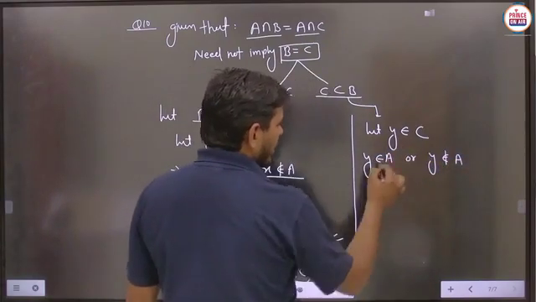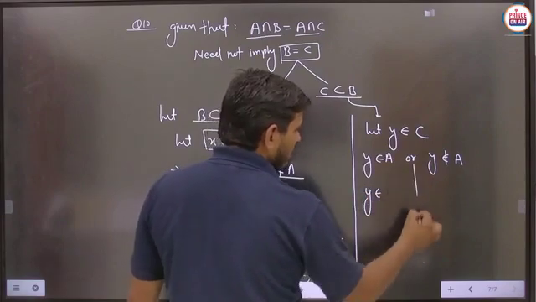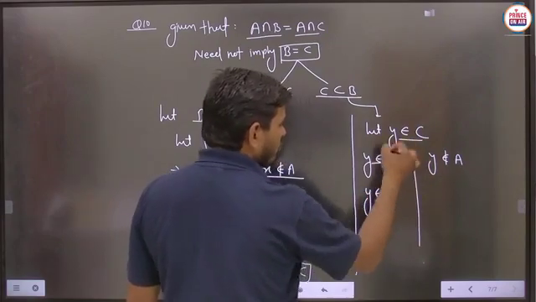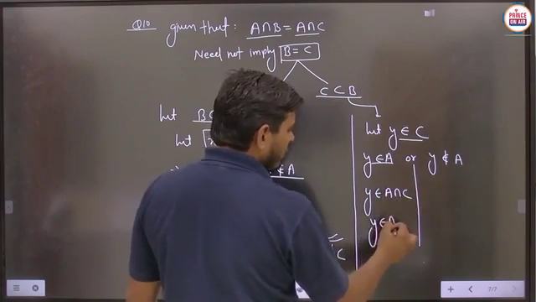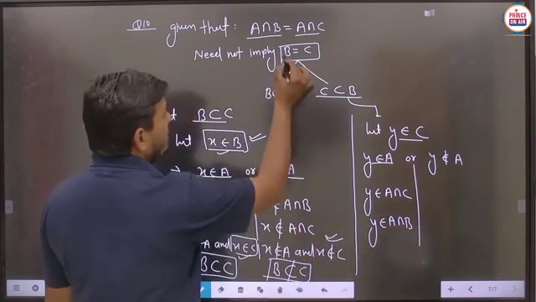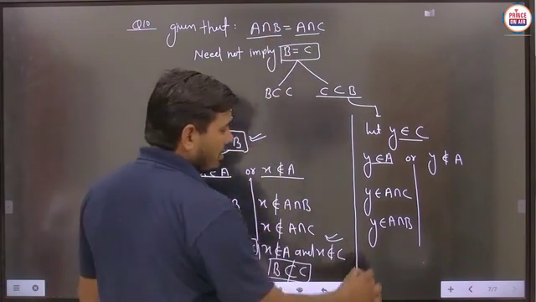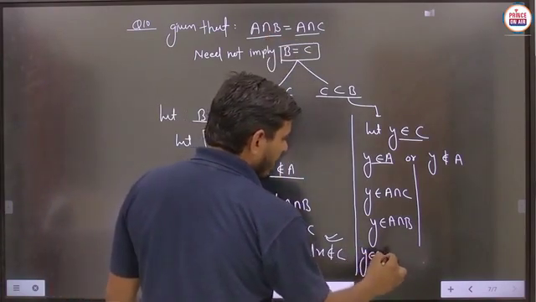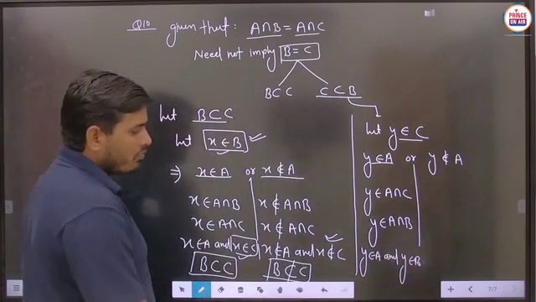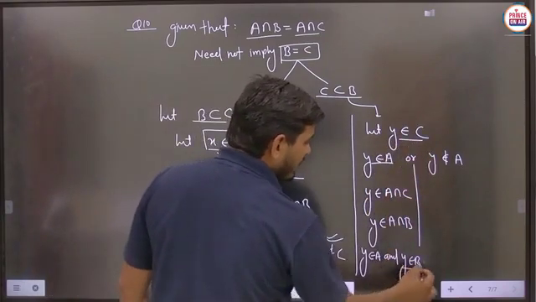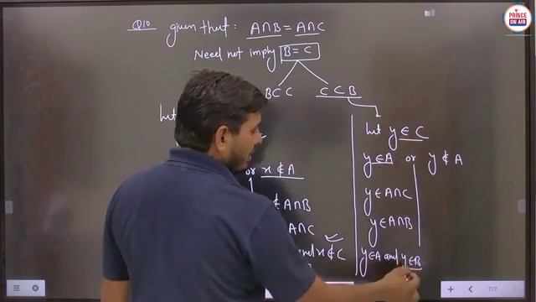So in both the cases, in this case and in this case, y belongs to both the sets, so it will belong to A intersection C. And here you can say that y belongs to A intersection B, because A intersection C is given as A intersection B. So definitely y belongs to A and you can say that y belongs to B. Now student, y belongs to C and y belongs to B means this y is the element of the C set as well as the B set.